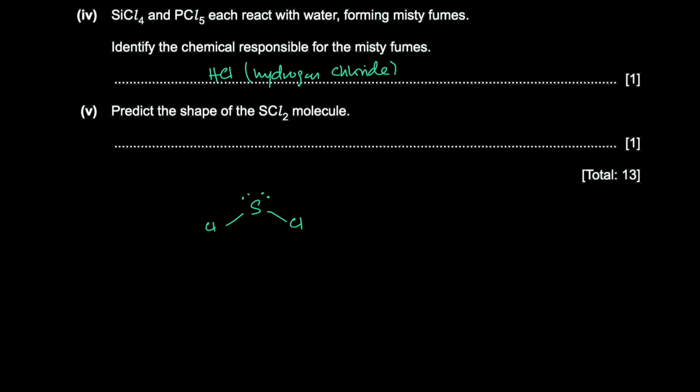Again, sulfur is in the same group as oxygen, so similar properties, similar shape to what we have with H2O. So the shape is called bent. You can say bent, angular, V-shaped, nonlinear. These are all acceptable answers.